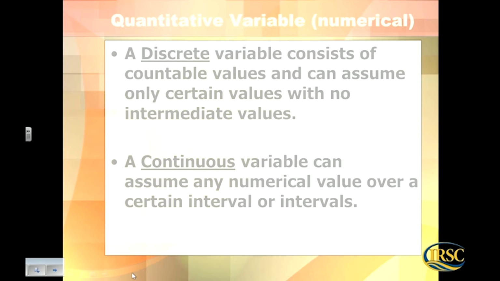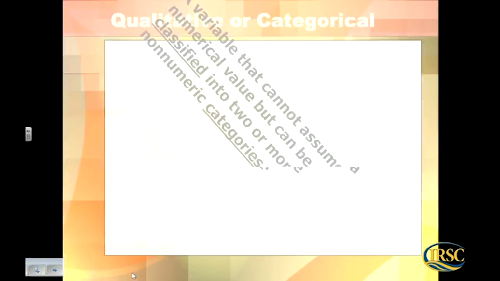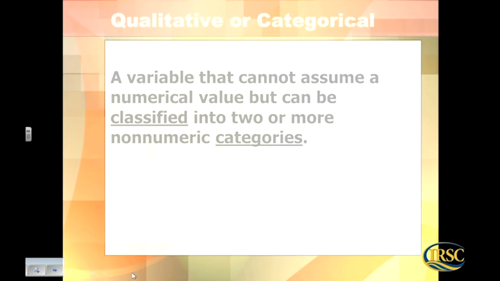So the examples I gave you so far were time and length. And then the other type of variable we have is a qualitative or categorical. This is a variable that cannot assume a numerical value, but can be classified into two or more non-numeric categories. One of the examples in those parentheses in the bubbles was make of a car. You wouldn't say 5. You would give it an actual name, a category. It could be hair color. So these are the types of qualitative variables.